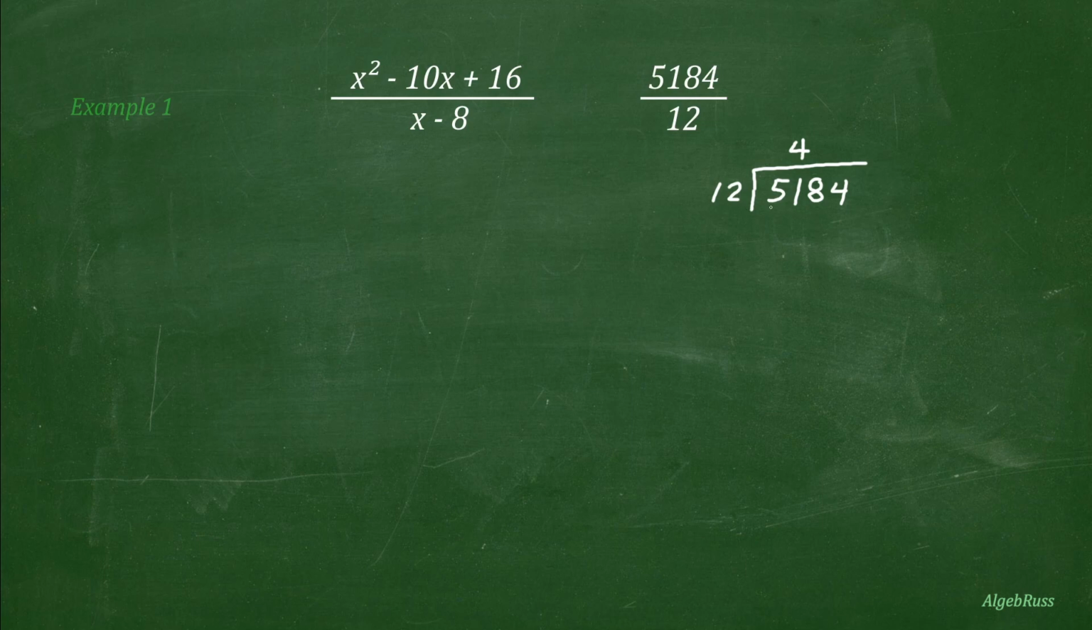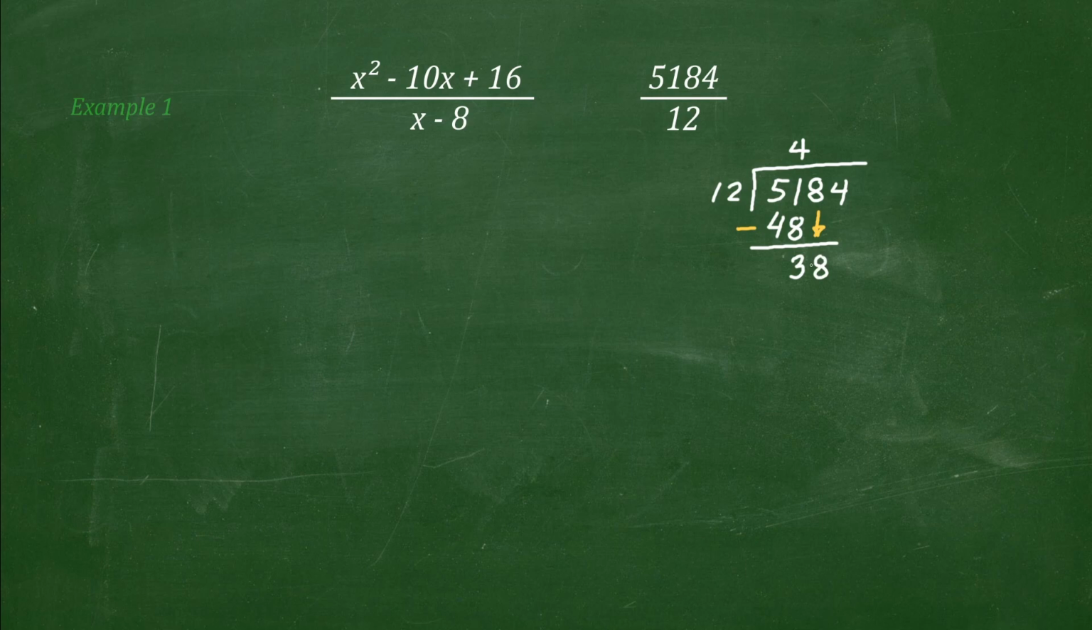And then after that, we multiply. 4 times 12 is equal to 48. Okay, next step. What we want to do now is subtract 51 minus 48. In this case, 51 minus 48 is 3. Then, next step. What we want to do now is bring down 8. So this now becomes 38.